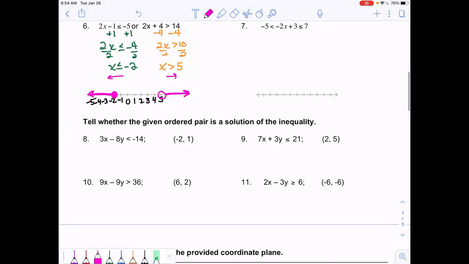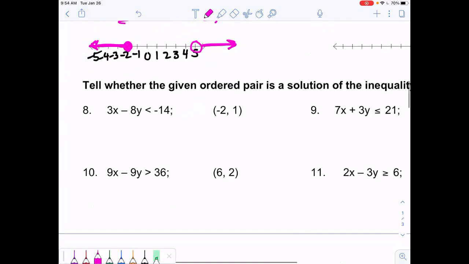The next group of problems wants you to tell if the ordered pair is a solution. And this is where you just need to check it. You're just going to plug it in. So we have an x and a y. So 3 times -2 minus 8 times 1, less than -14. That's how I check. I take my x, I plug it in. I take my y, I plug it in. We want to know, is that less than -14?